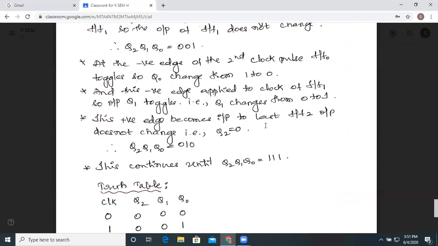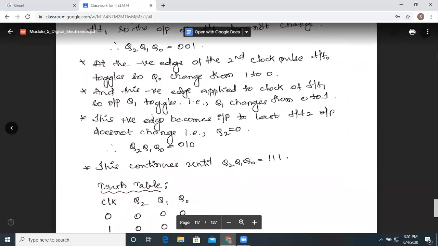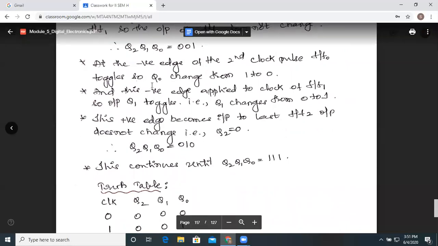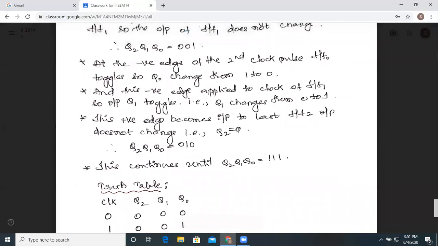Here this will be the input to the last flip-flop. Because of this positive edge that is coming for the clock, it will not change. Thereby only 2 flip-flops are going to change their state. So Q2 is 0, and we'll get the output Q2, Q1, Q0 equal to 0, 1, 0.